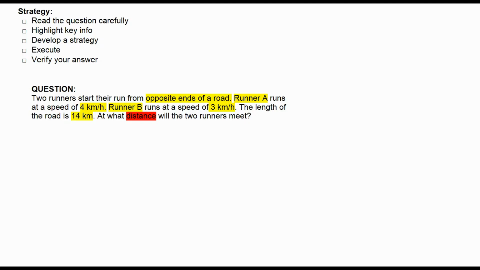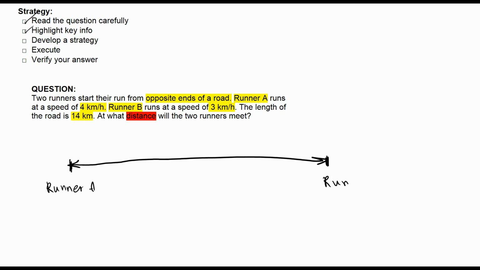Alright, now that we have our key info highlighted, I will invite you to develop a strategy and check that strategy along with me here. So we've got runners going from opposite ends of the road, so maybe we'll draw something of a road here. It's not infinite, so let's put endpoints on either side, ignore the arrows. Got runner A over here, and runner B on the other end.